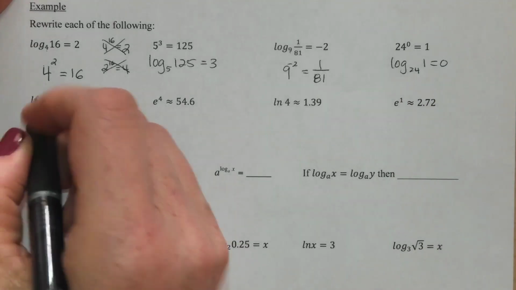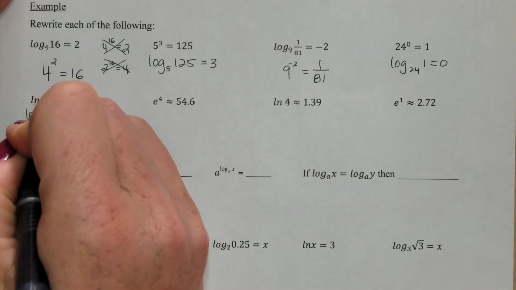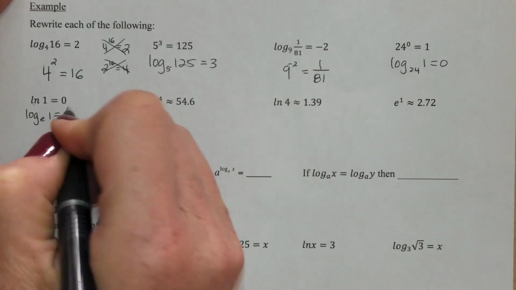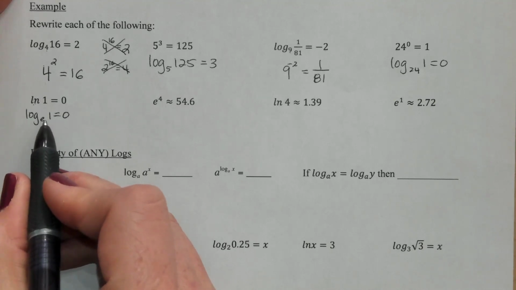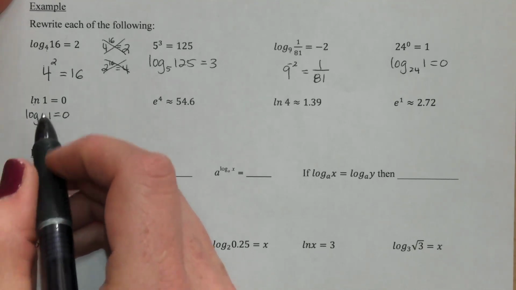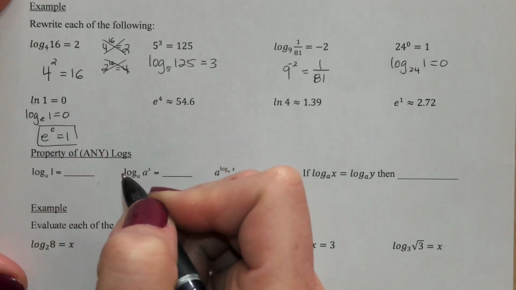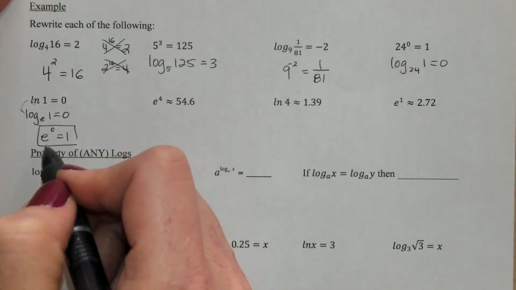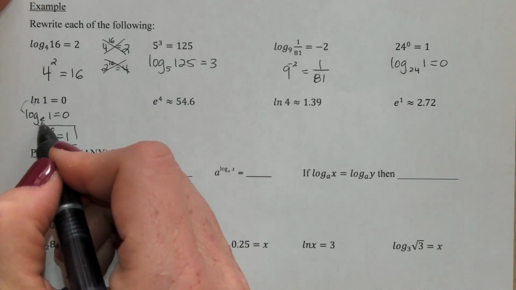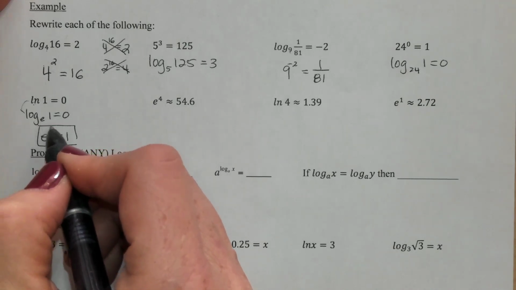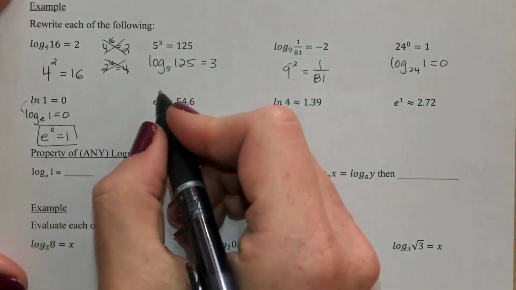ln is, remember up here, it's just log base e, so I'm just going to change that to a log base e. I'm still in log form. I haven't changed yet. I just rewrote that. Now I'm going to change to exponential. So e to the 0 equals 1. So this was just a swap out, swapping out ln for log base e so that I could see that little base so that I could raise it to that power.